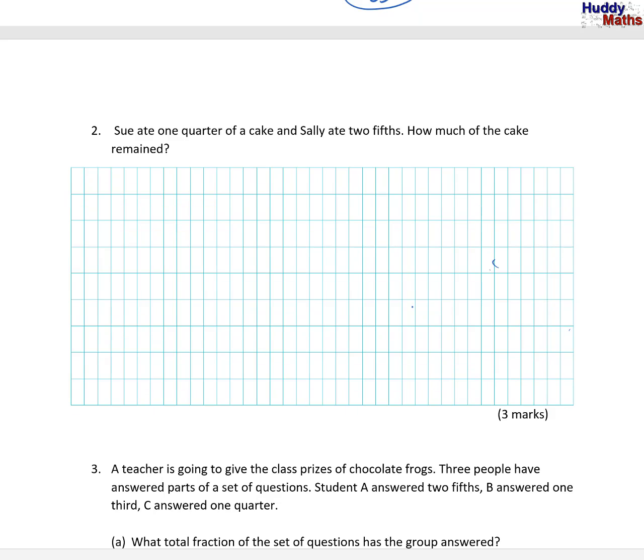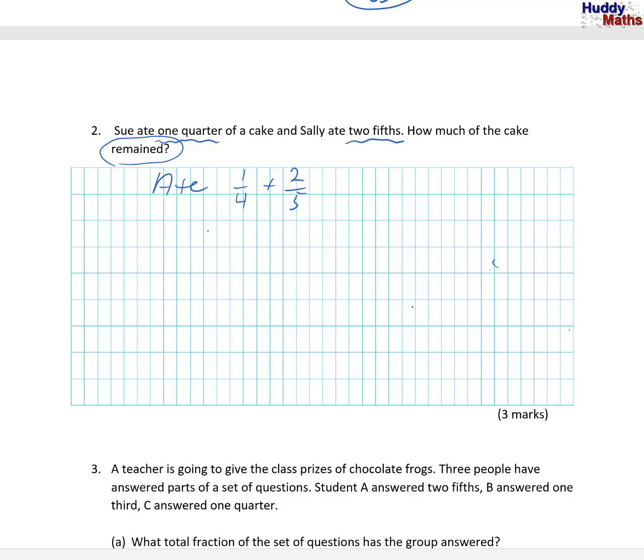Question 2 was sort of using fractions in a problem-solving idea. So when you're doing a worded question, so that you don't suffer from mathematical indigestion, that is, too many words confusing your brain, it's a good idea to underline key features here. So here we are. Sue ate 1/4 of a cake and Sally ate 2/5. How much of the cake remained? Well, don't worry about remained. That's a problem, isn't it? Let's worry about what they ate. They ate 1/4 plus 2/5. Let's do that first.